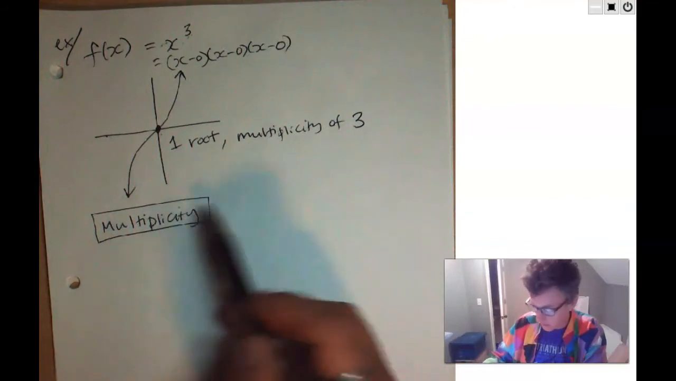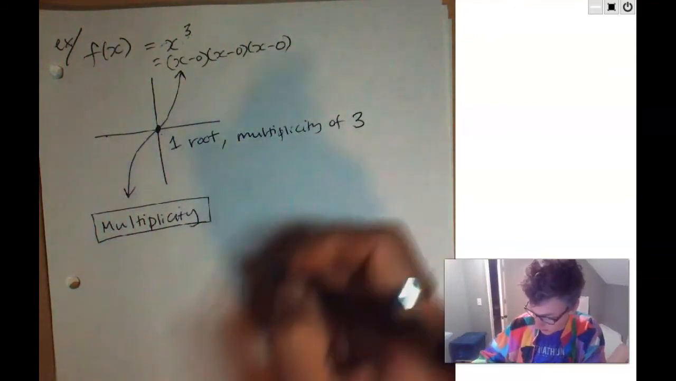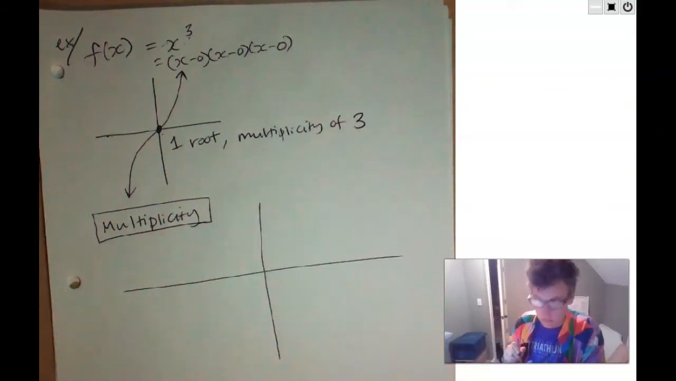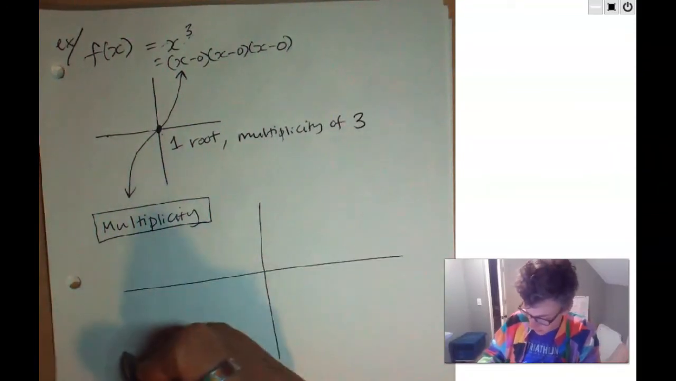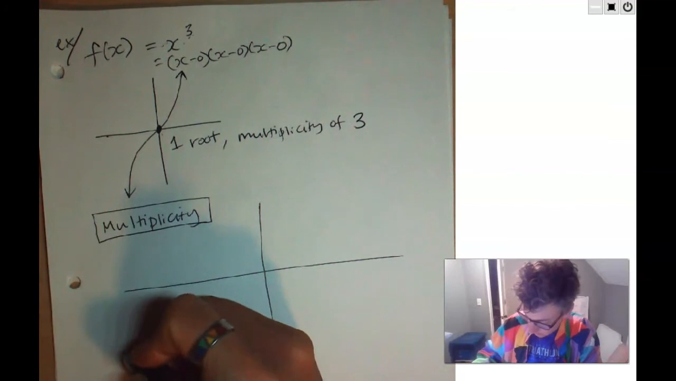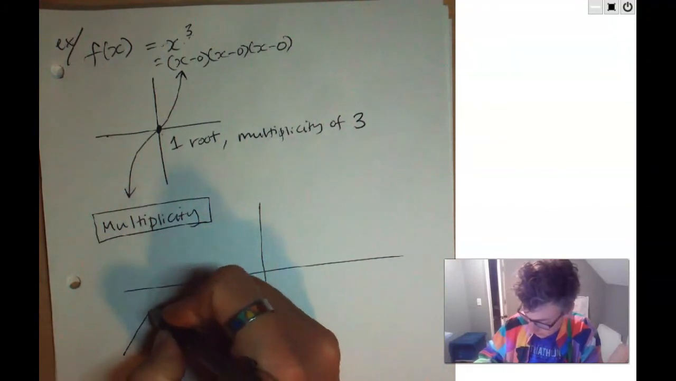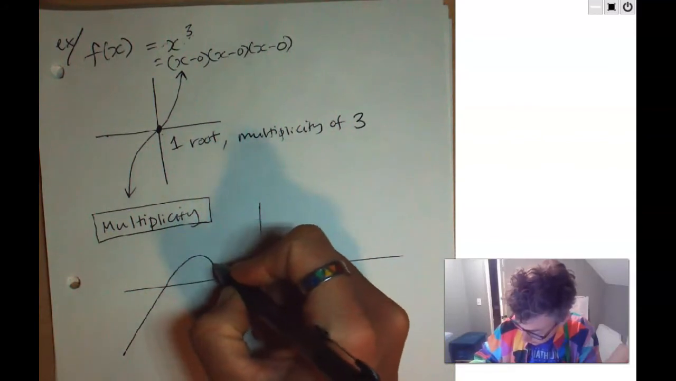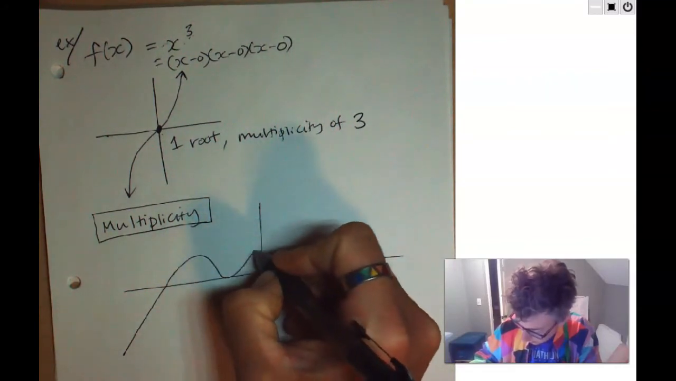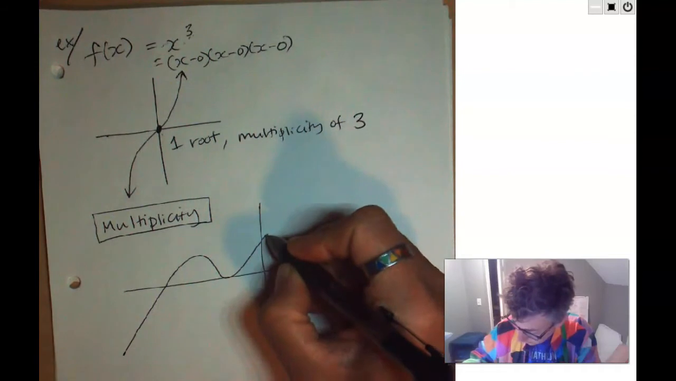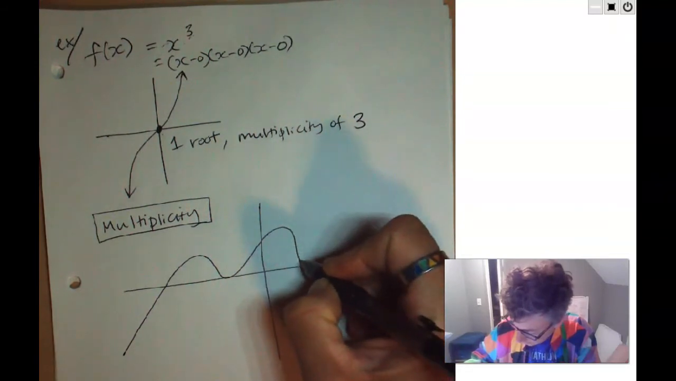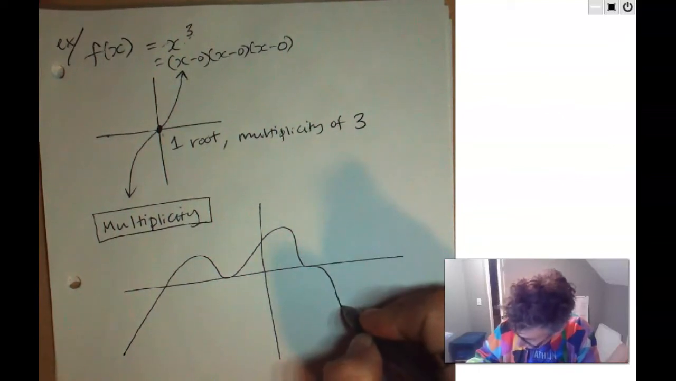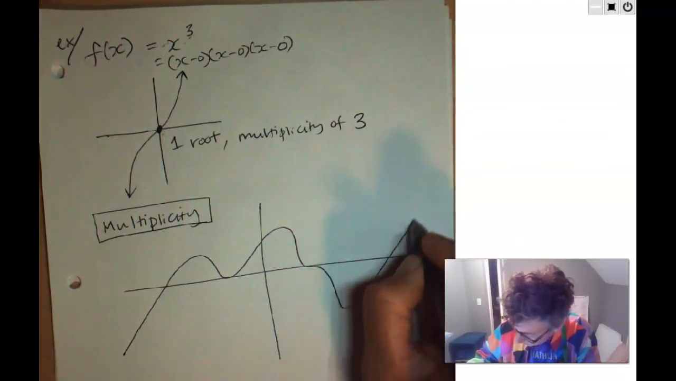Let's do a little multiplicity summary here. We're going to draw one big graph. We're going to start down here and go through the x-axis. Then we're going to come and just touch it and go up. Then we're going to hang out for a little bit and go down. And I'm going to go straight through one more time.